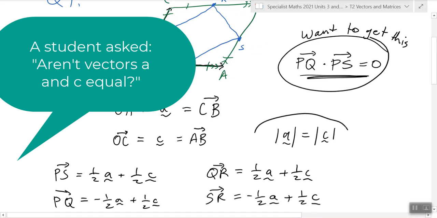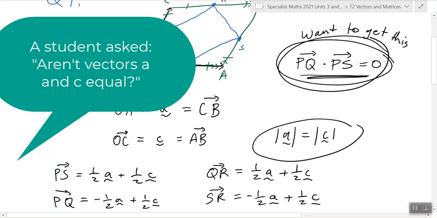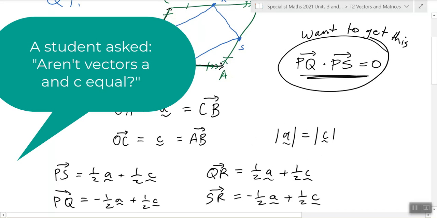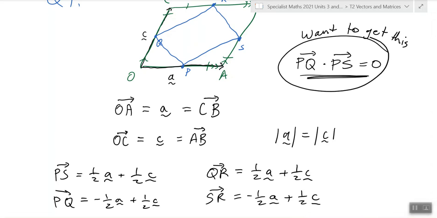No, the magnitude of A and C are equal. Yeah, because they're going in different directions. A and C are not equal vectors. So you've got to keep this in mind when we do this. Okay, so there's a lot to this. I'm trying to break it down so you guys are understanding, so if you do a similar proof, you at least have some ideas. Is this helping?